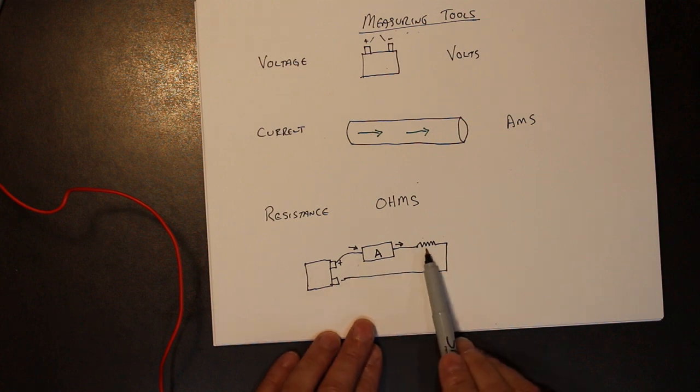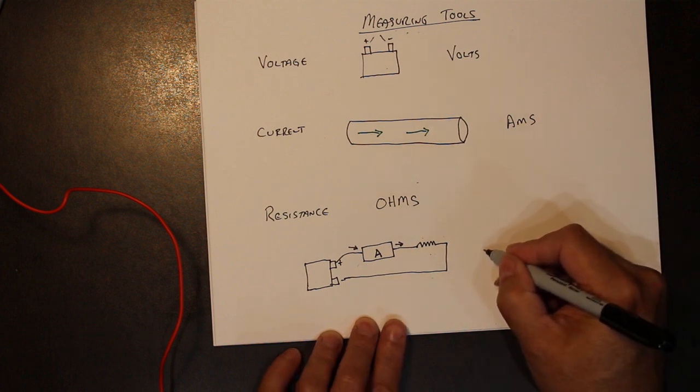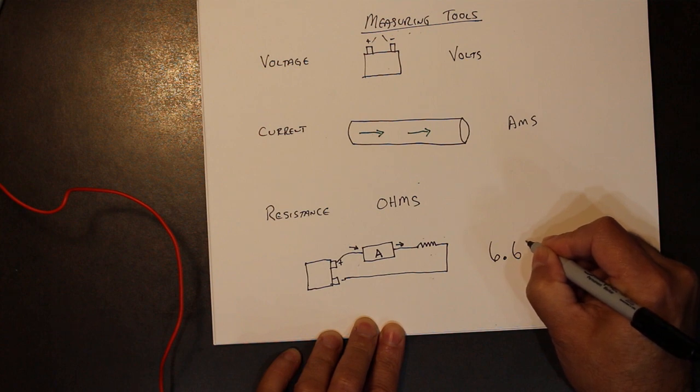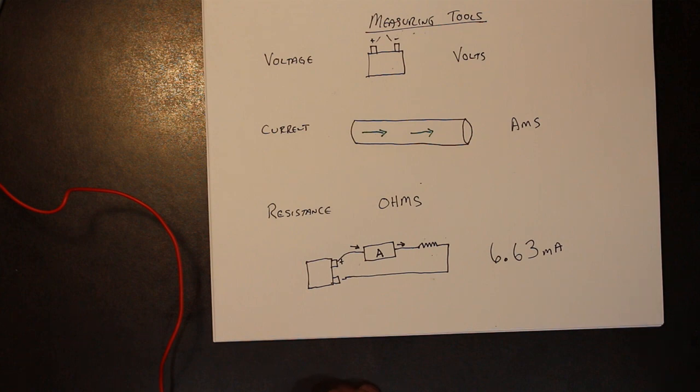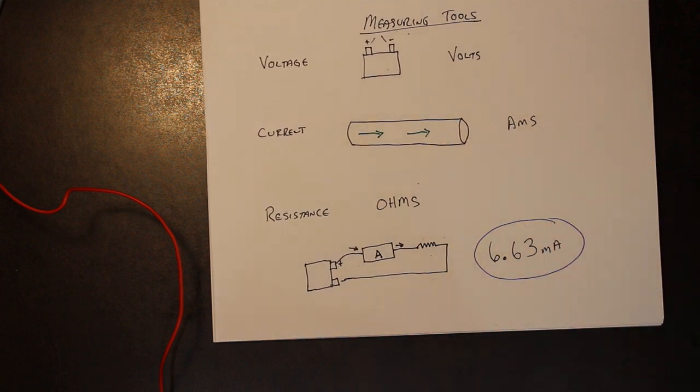So the job of the resistor is to control or limit the amount of electrons that are moving. The job of the meter is to count them and give us a measurement in amps. So this was 6.63, I think it was, milliamps. So what does this all mean? So that leads us into the next topic. So stay tuned, we'll be right back.